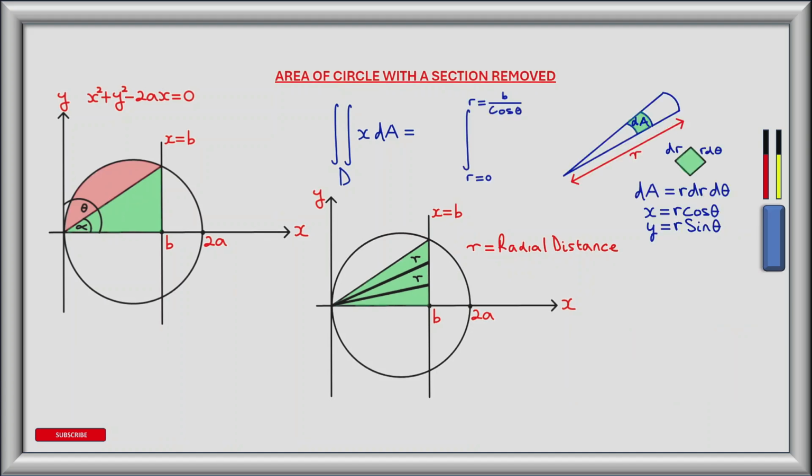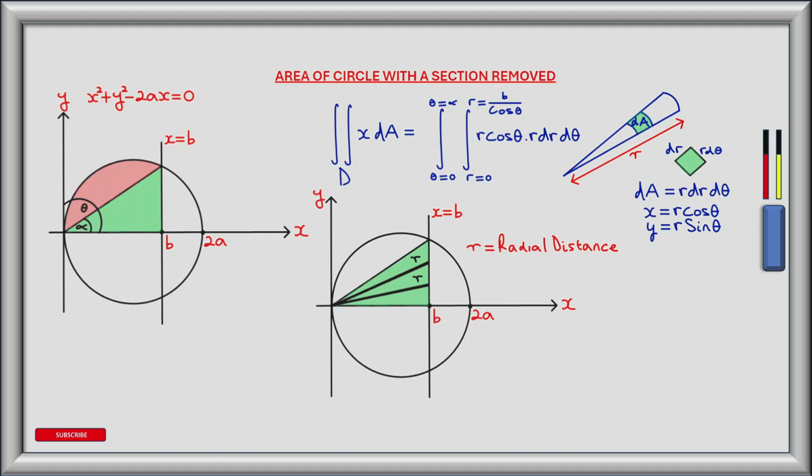So our first integral will sum infinitesimally small sections in the r direction, starting at 0 and finishing at b divided by cos theta. When using polar coordinates, the region dA, as shown in green here, is denoted by r dr d theta. This represents an infinitesimally small width multiplied by an infinitesimally small length. Also, when using polar coordinates, x is given by r cos theta and y is given by r sin theta.